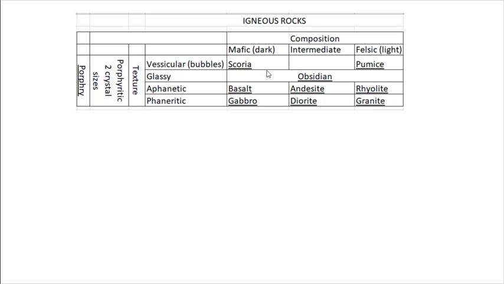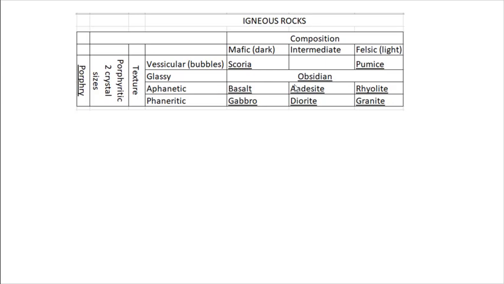Okay, obsidian doesn't have a composition. I know a lot of it is dark in color. Doesn't matter. We don't worry about composition. If you pick up an igneous rock and it's glassy in texture, it's obsidian. Don't go any further. Don't worry about composition.